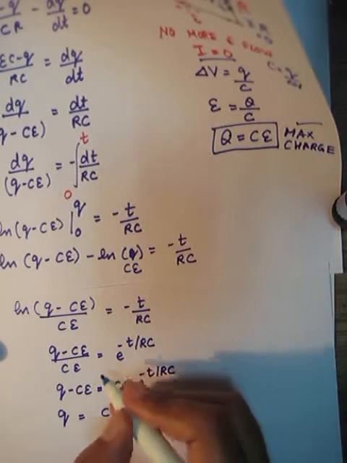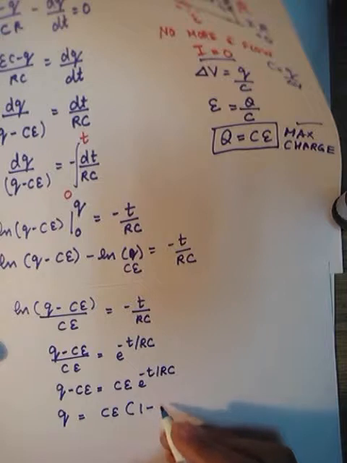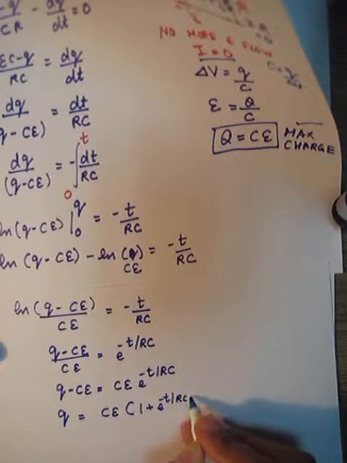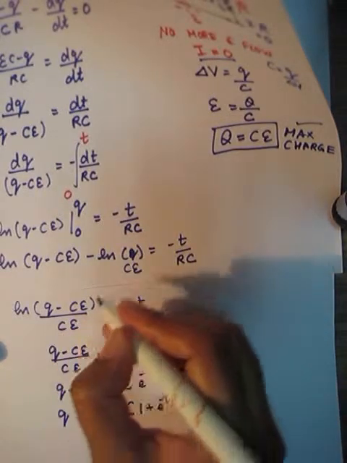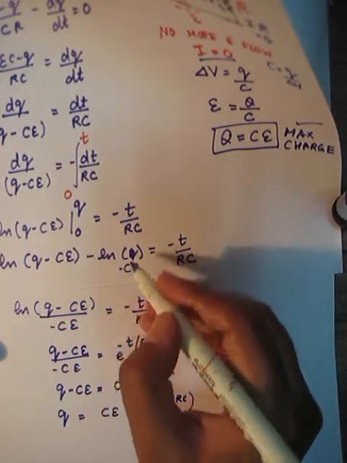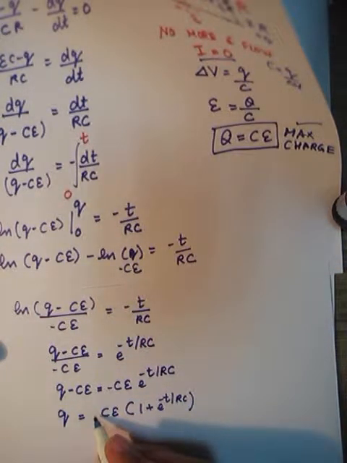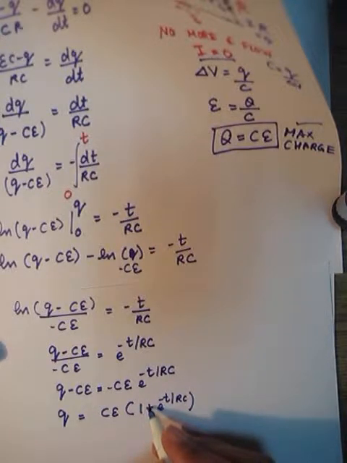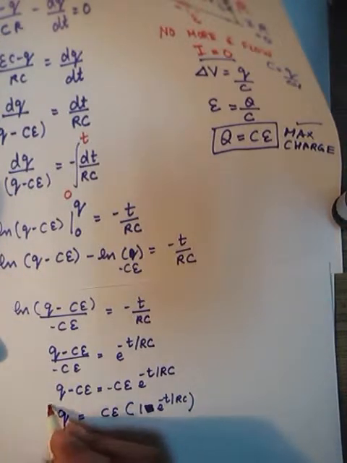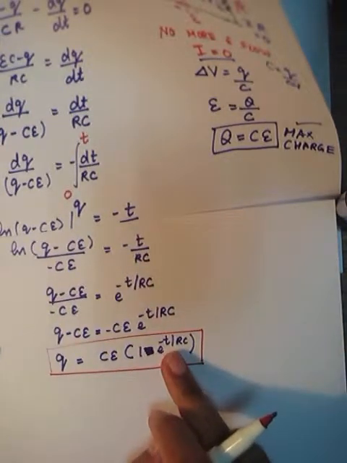I think I've missed a negative sign somewhere, so it will be 1 minus exponential minus t upon RC. Okay, so we need to have a negative C epsilon here because it will be minus C epsilon. So if it is negative here, we get a negative there as well. Okay, so this will be the expression for the charge variation with time and RC.